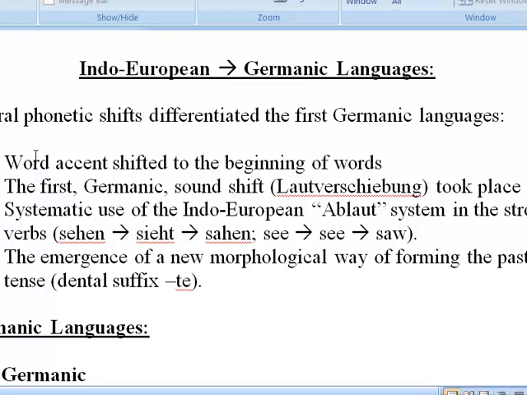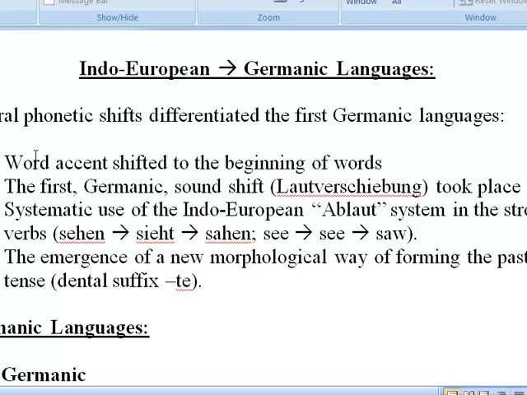One of the most important defining factors was what is called the first or Germanic sound shift. In German, that's called a Lautverschiebung, and that affects the consonants in the Germanic languages. Also, the systematic use of the Indo-European Ablaut system in the strong verbs. In Greek, for instance, Ablaut can be used to differentiate between singular and plural, all kinds of different things. But in the Germanic languages, it's almost exclusively for the verbs.